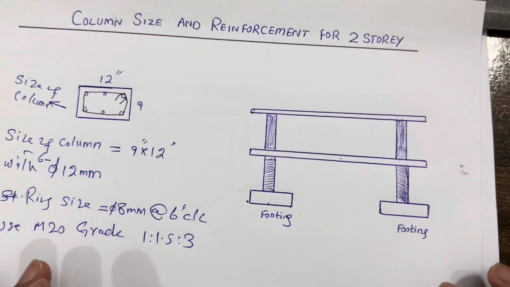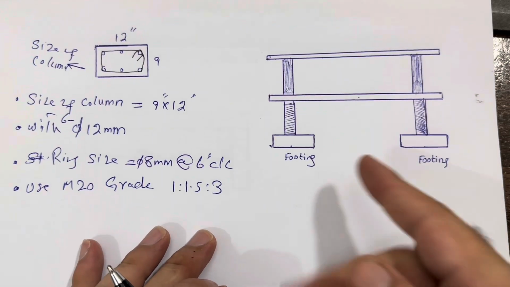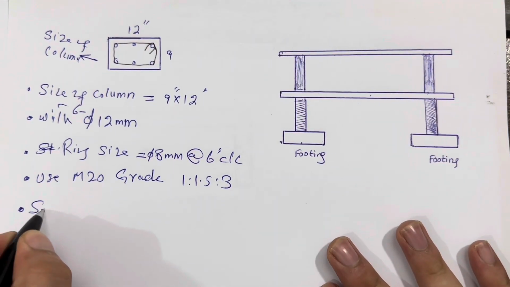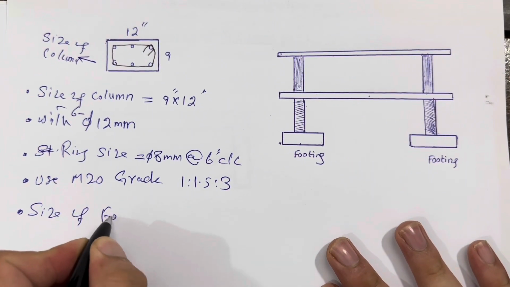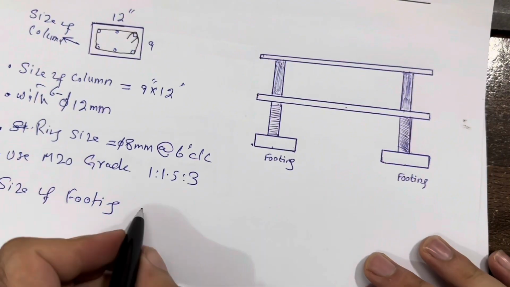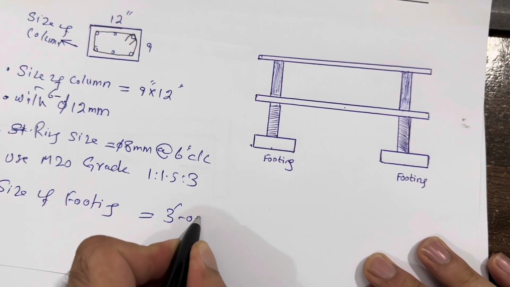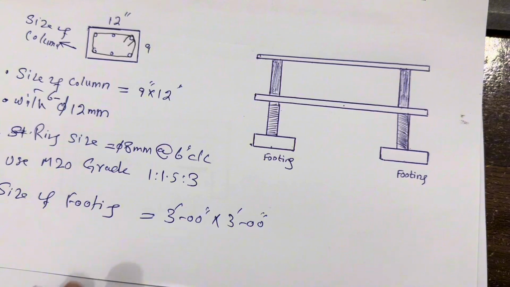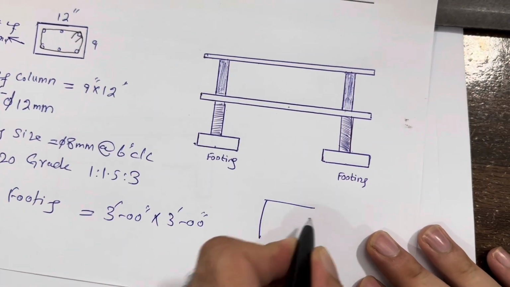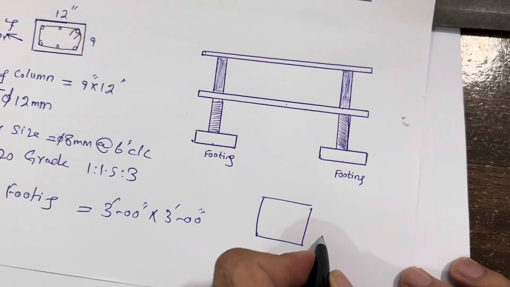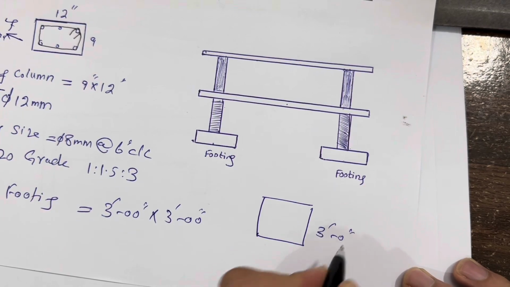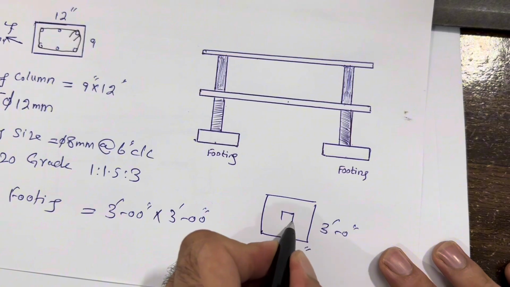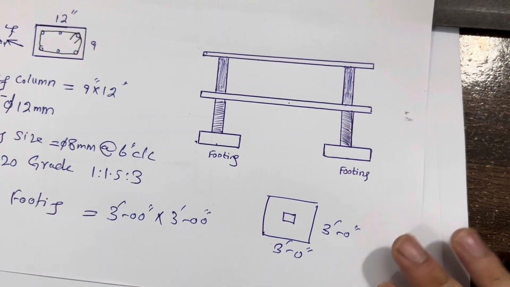So now let me guide you for the footing, because before starting the column construction we should provide the footing. So remember, the size of the footing should not be less than 3 feet by 3 feet. It should not be less than this. This is the size of the footing. So now let me create the footing. So this is the RCC footing, which is 3 feet by 3 feet. Inside this guys, you can see this is a column which is 9 by 12 inches. So this is an individual footing.